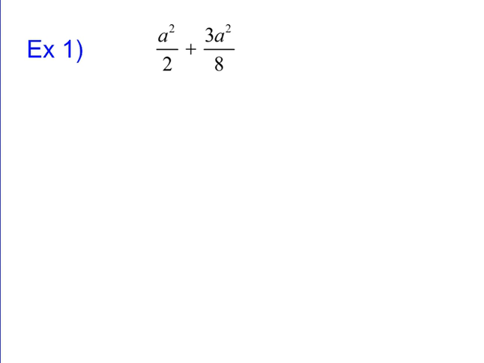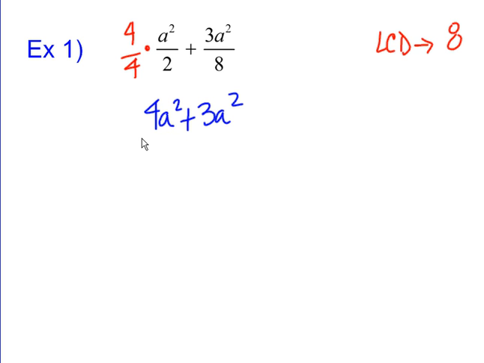Here we have a squared divided by 2 plus 3a squared divided by 8. Once again, we want to find the least common denominator. Realize that it's 8, and so this first fraction we would have to multiply by 4 over 4 because 4 times 2 is 8. Once we do that, we get 4a squared plus 3a squared in our numerator, and in our denominator we would get 8. We would continue by adding like terms in the numerator, 4a squared plus 3a squared, which would give us 7a squared, and we would divide it by 8. This does not simplify, and so this would be as simple as it gets.